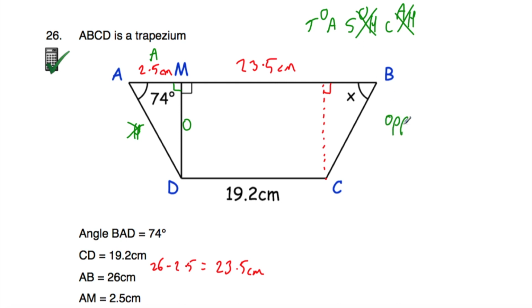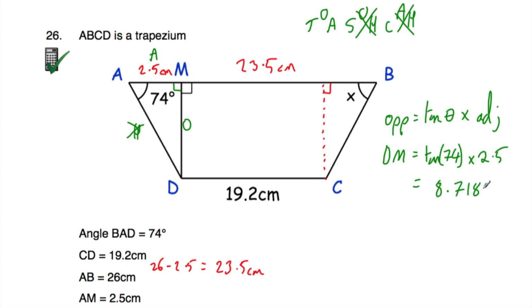So the opposite is equal to the tan of the angle, so tan theta, multiplied by the adjacent. Now the opposite is equal to DM, that's what we're trying to find. DM is equal to the tan of the angle, so the tan of 74, in brackets, multiplied by the adjacent, which is 2.5. And whenever we do that, we'll find the length of DM, and that's equal to 8.71853 and so on centimeters. So that's this distance here from D to M.